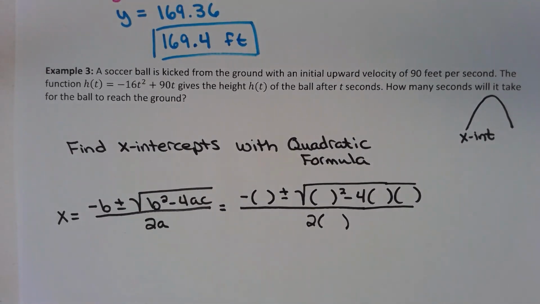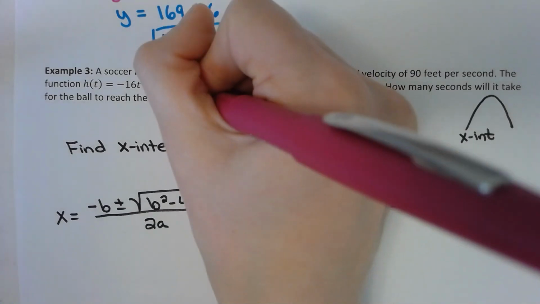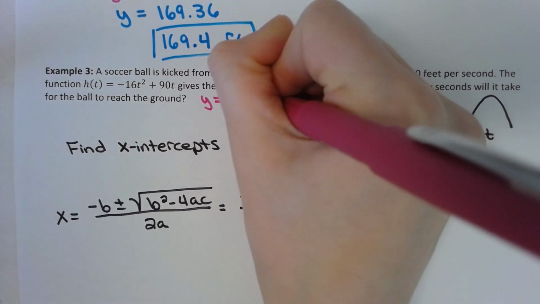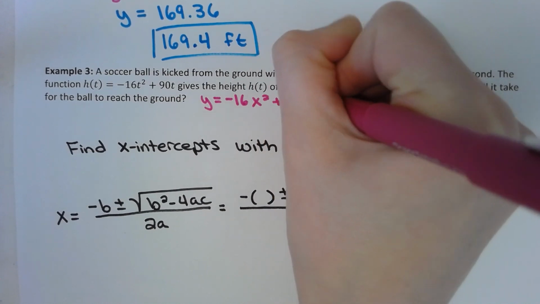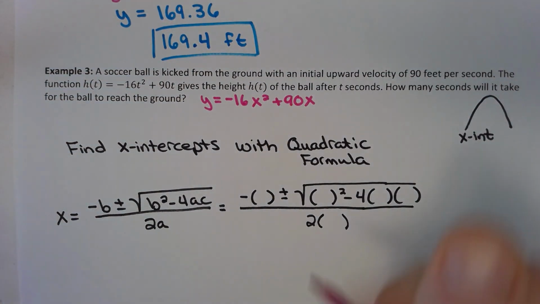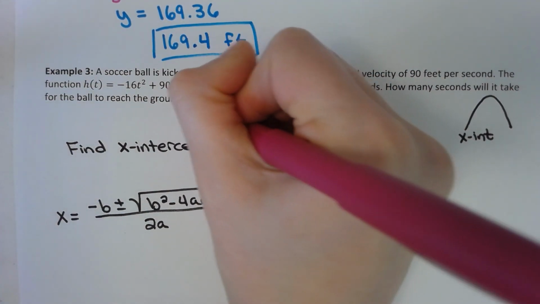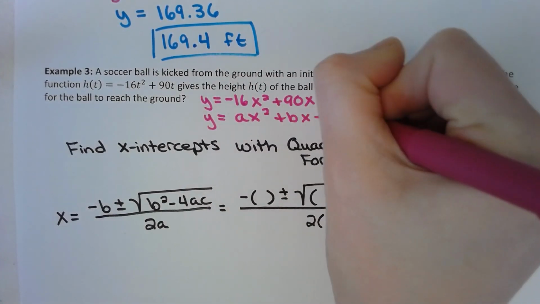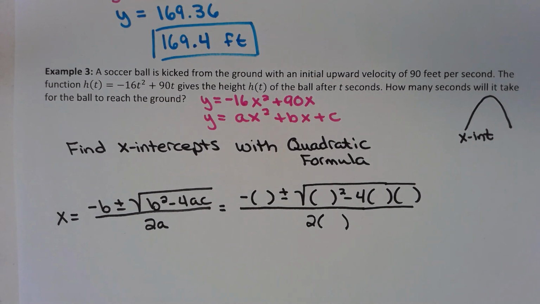Okay. Now, in order to actually plug in our quadratic formula, we need to know what the a, b, and c values are. So if you want to, you can come over here, and I'm just going to rewrite it as y is equal to negative 16x squared plus 90x. And I like to write the ax squared underneath it. So y is equal to ax squared plus bx plus c. Okay, so that's going to help us find our a, b, and c values.